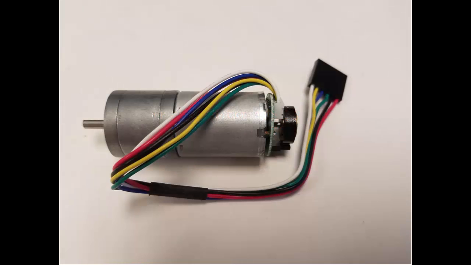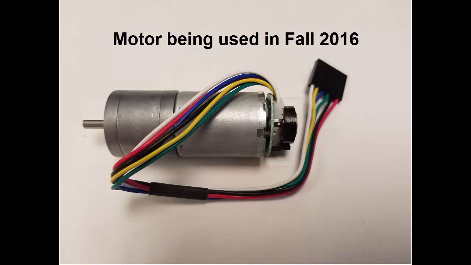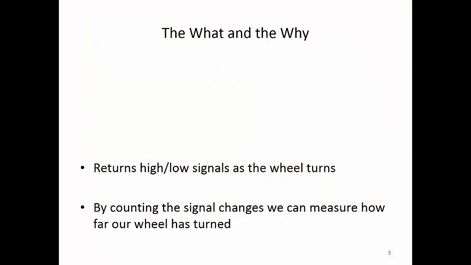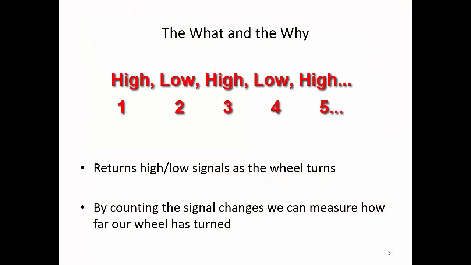The wheel encoders are attached to the motor shafts. As you can see here on this picture, as the motor shaft turns, the wheel encoder actually turns also. And you can also see that there's a small sensor that turns a high or low signal to your Arduino. This high or low signal is what we count, or our software will count, to determine how far our wheels have turned.